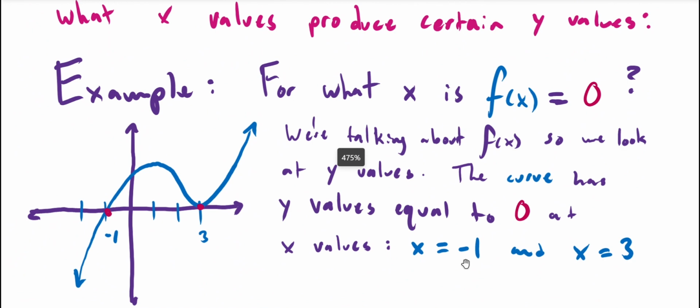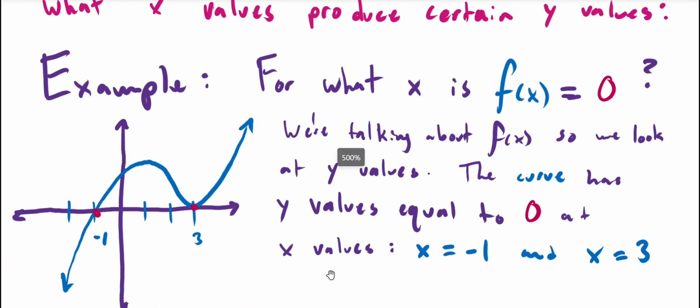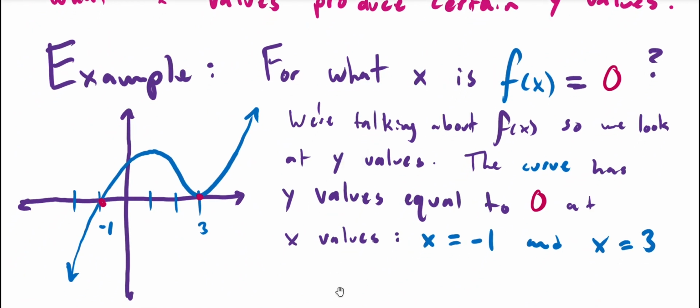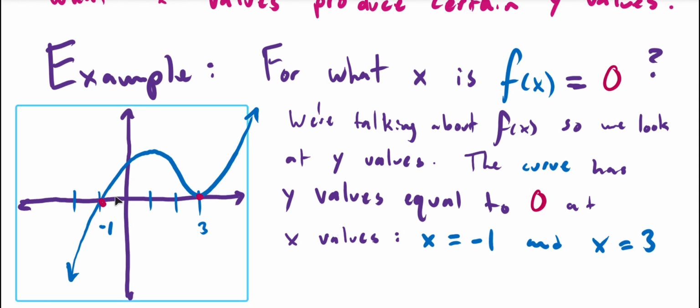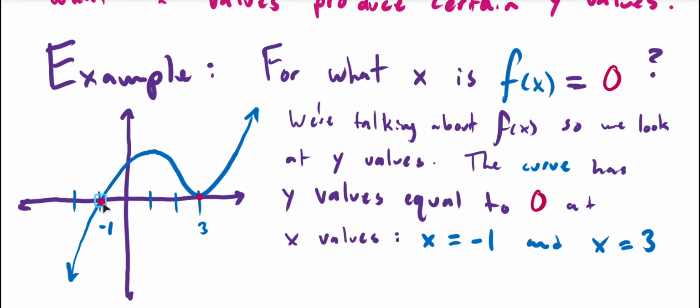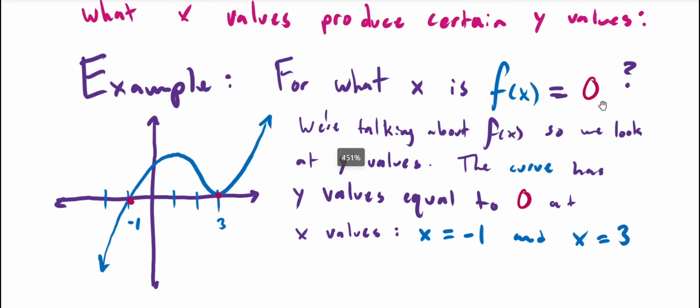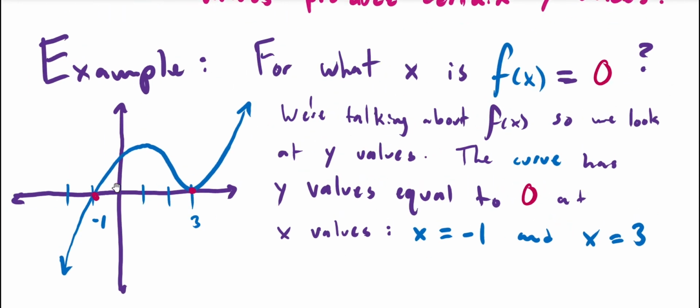Likewise, we can also ask questions about what x values produce certain y values. One of the most common questions to ask is when is a function equal to 0, because 0 is a particularly special value. So for this particular function, where is it 0? Well, my x value of -1 has a y value of 0 for the blue curve, and my x value of 3 has a y value of 0 for the blue curve. So we would say that the function has a value of 0 at x is -1 and x is 3.